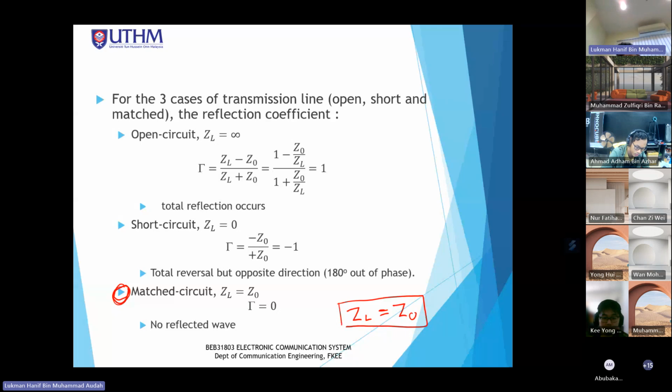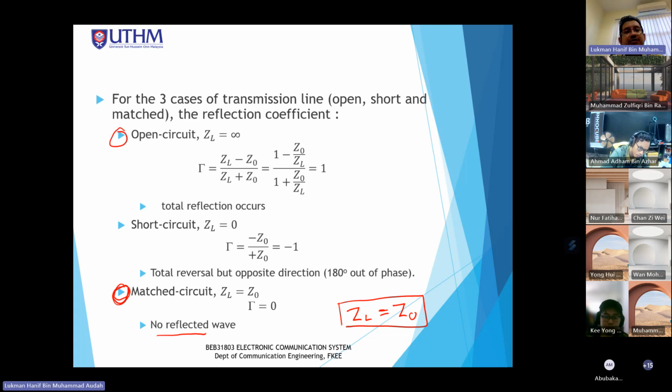If this happens, that means there's no standing wave. If the load impedance equals the characteristic impedance, all the incident wave will be absorbed by the load, and there's no reflection. If no reflection, that means no standing wave. Perfect. Matched transmission line, matched circuit.